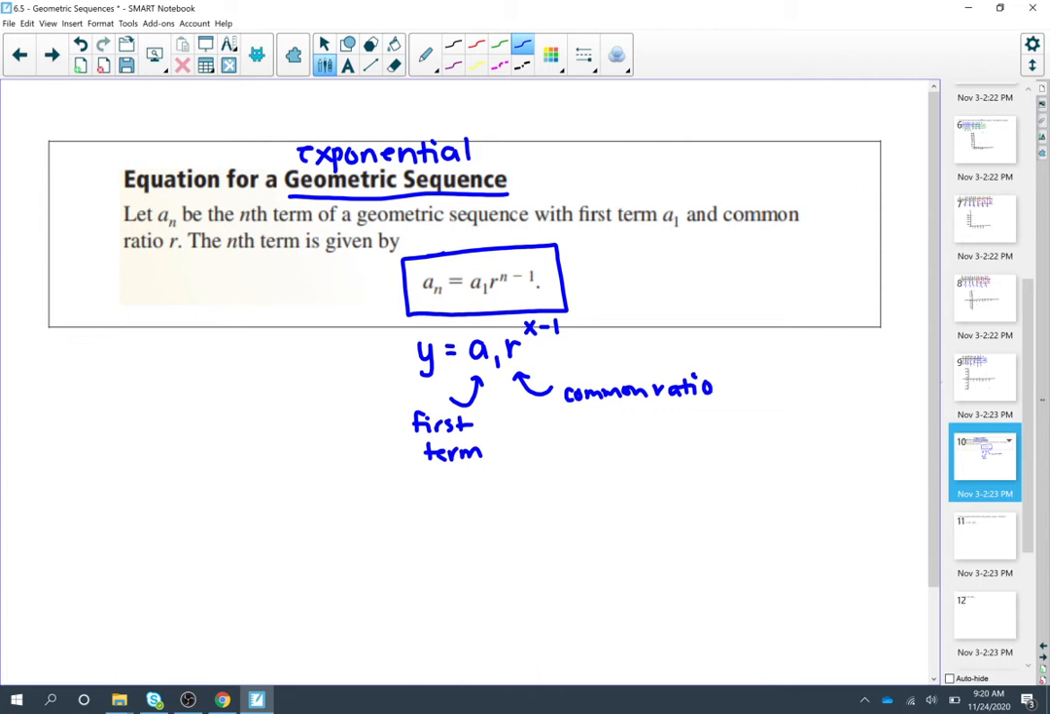Okay, and when we compare this to the formula that we know, remember the formula that we know is y equals a times b to the x power. So we'll look at both of these, but you're going to see me revert back to this one because when you're dealing with geometric sequences, it's just going to be easier.